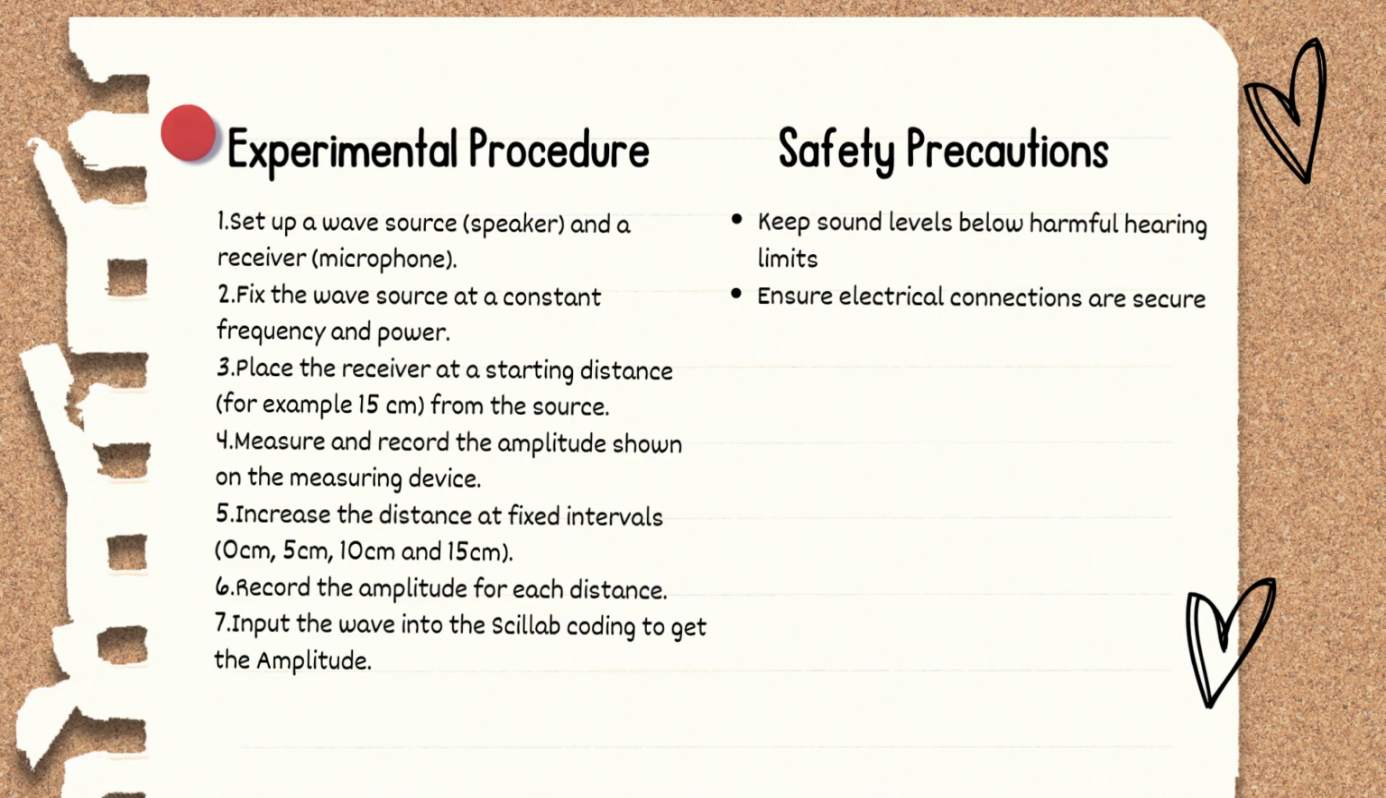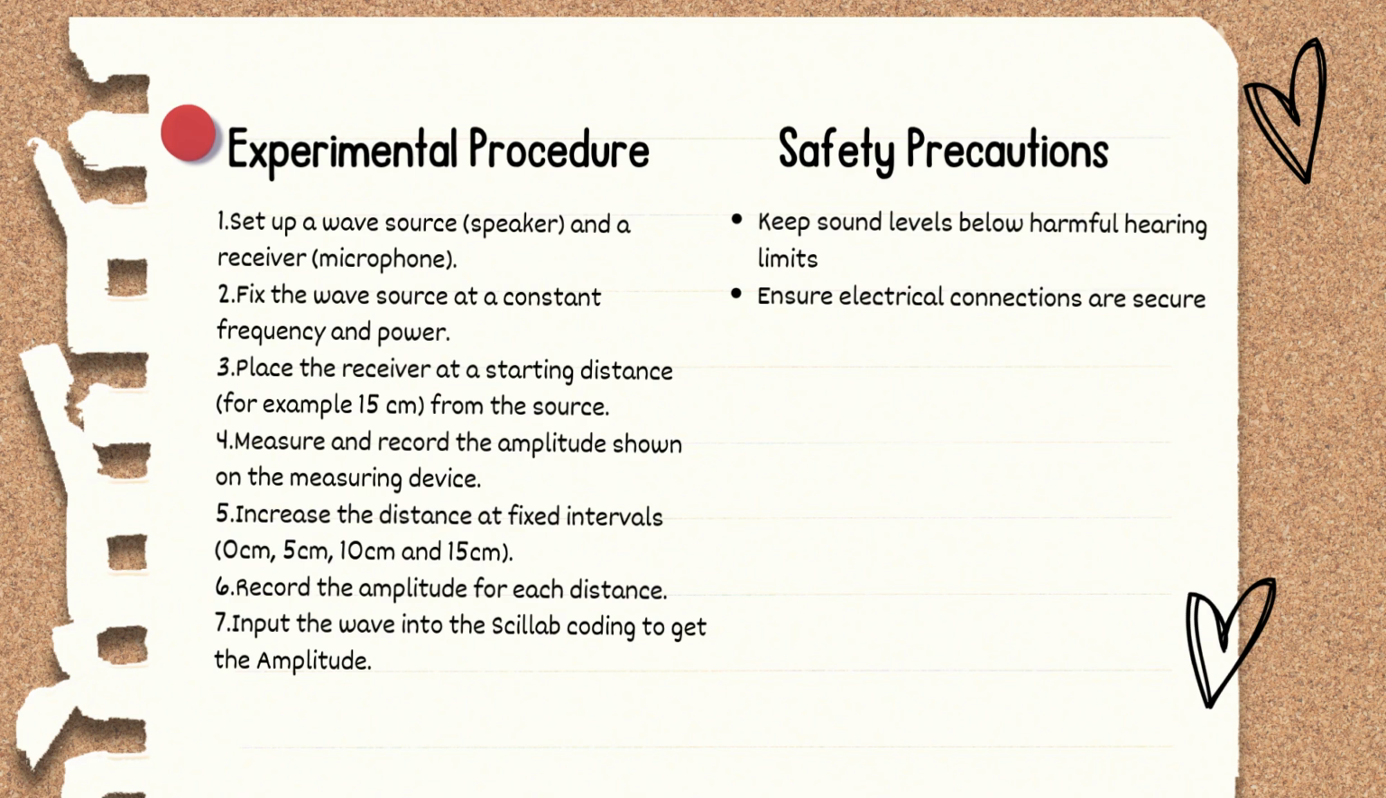Next, I placed the receiver at an initial starting distance. From there, we increased the distance at fixed, controlled intervals, specifically measuring at steps of 0, 5, 10 and 15 centimeters. At every single one of the intervals, I record the incoming audio signal to actually extract and analyze the precise amplitude values from this recording. I import the wave data into Scilab coding for digital signal processing.